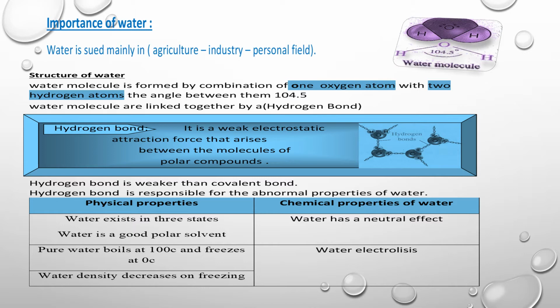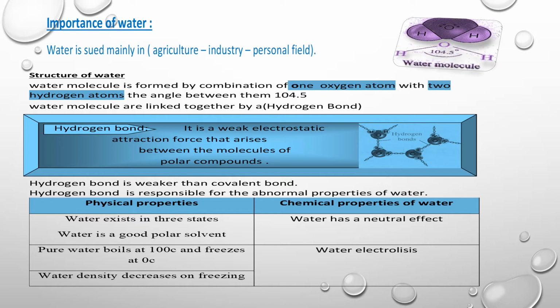It consists of one atom of oxygen and two atoms of hydrogen, and the angle between them equals 104.5 degrees. There are two single covalent bonds in water molecules, and there are hydrogen bonds between water molecules.